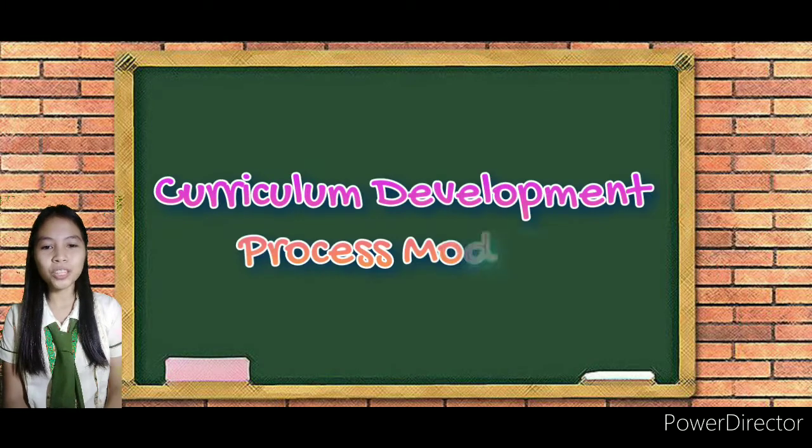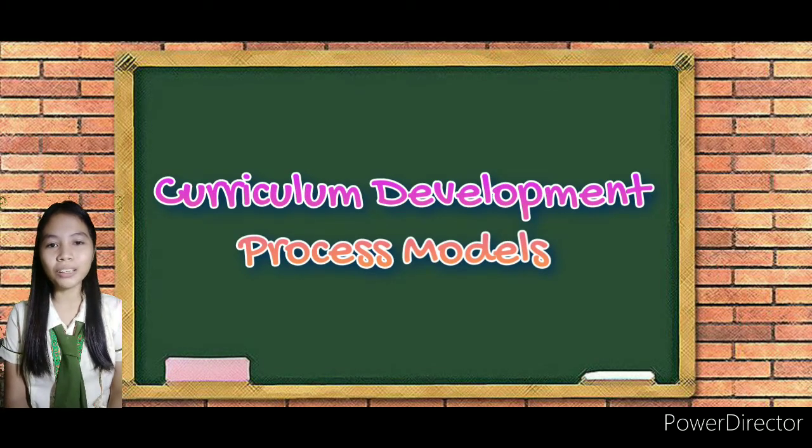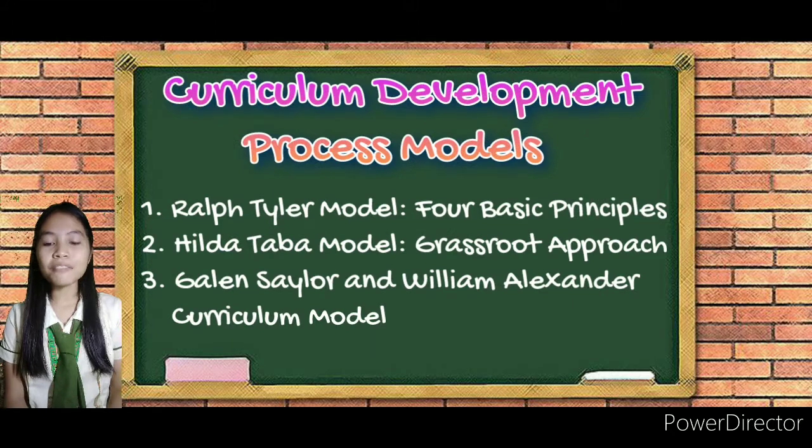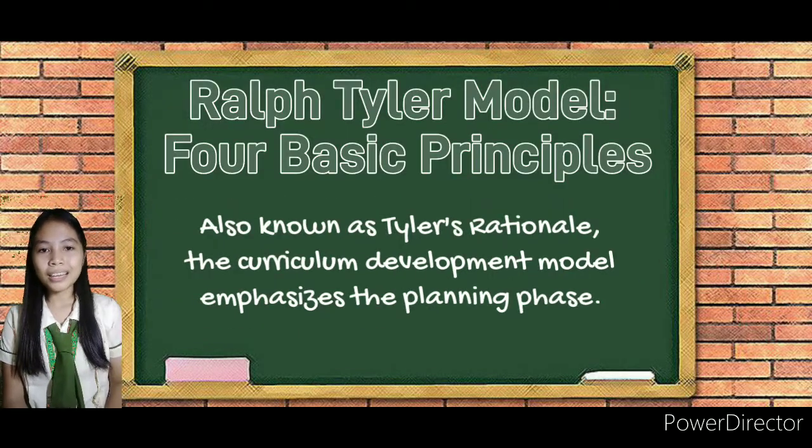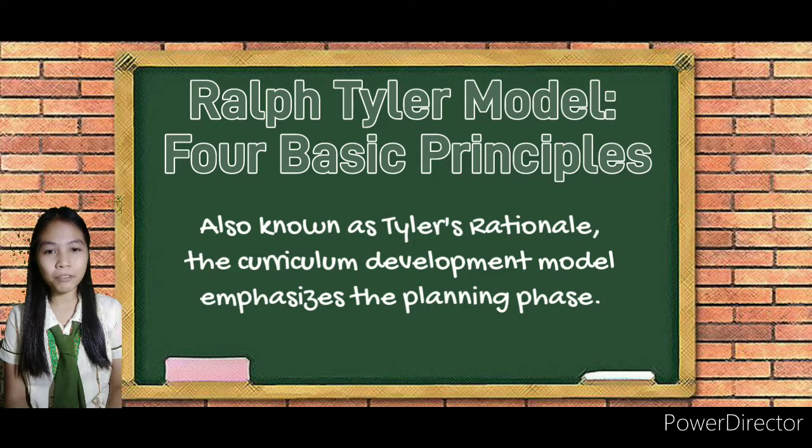Now let's move on to the curriculum development process models. We have Ralph Tyler model, or the 4 basic principles, Hilda Taba model, the grassroots approach, and Galen Saylor and William Alexander curriculum model. Let's have first Ralph Tyler's 4 basic principles, also known as Tyler's rationale. This curriculum development emphasizes the planning phase. He posited 4 fundamental principles answerable by the following questions.